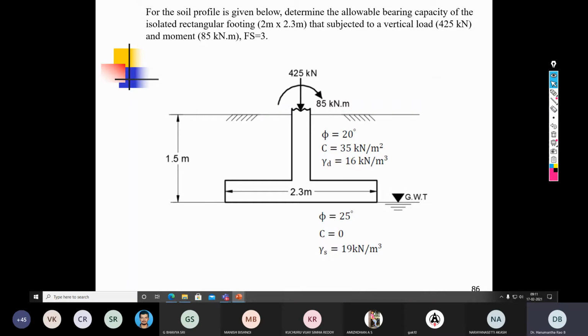Okay, so let us try to solve. Can anybody tell me the solution for this problem? Sir, it is similar to the earlier one; we need to find B dash and L dash. Yes, and the first step is to determine the eccentricity value.